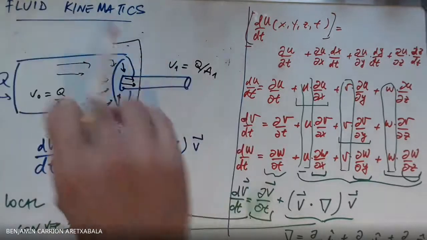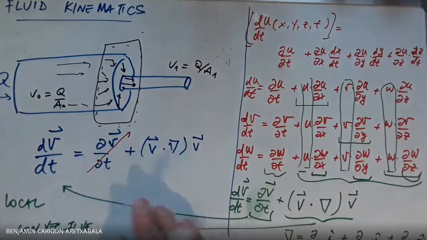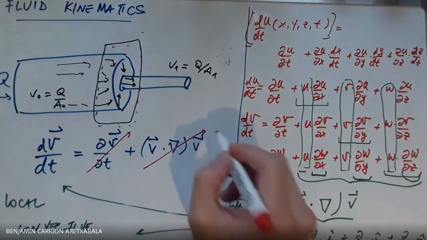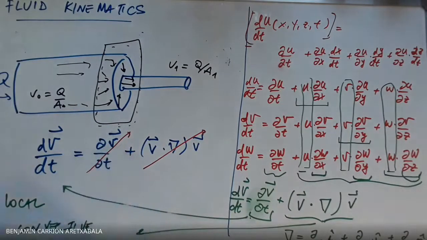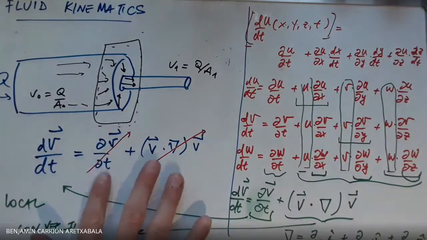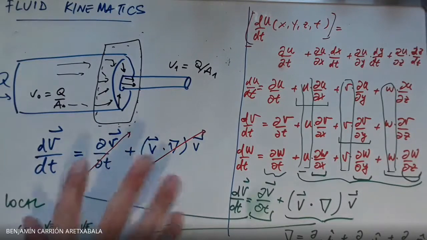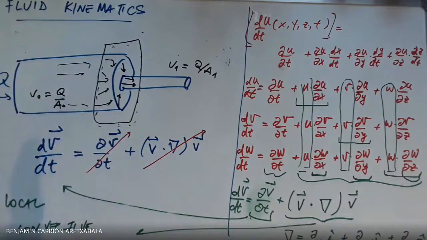Whereas if your flow is permanent, then this term is zero, and your only change is going to be due to changes over time of your flow or your conditions. Okay, so it's nice that the mathematical representation matches the division that we did before.